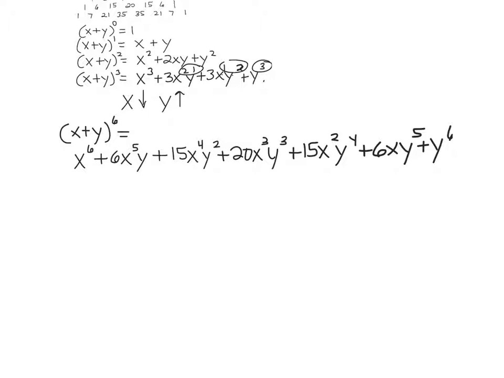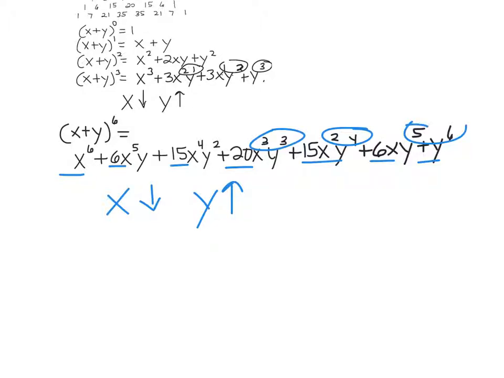Okay? So notice some things here. This 1, 6, 15, 20, 15, 6, 1 comes from Pascal's triangle. Okay? The exponents of x are going down while the exponents of y are going up. They always add up to whatever the power is. Here, the power is the power that you're taking it to. Okay? So it's not too bad. You like it? Okay, here we go.